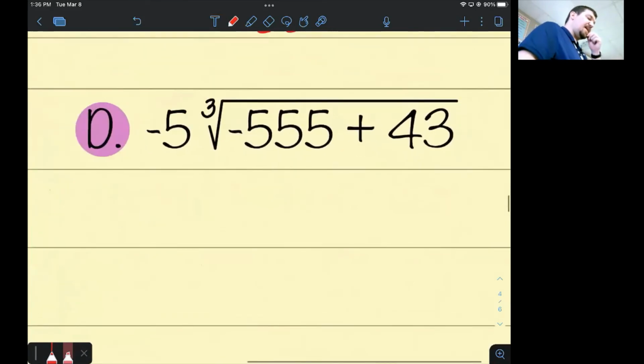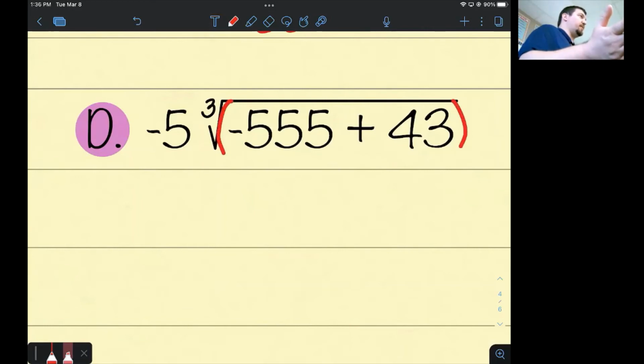Example D. Now, this is a really, really long root symbol. It doesn't have parentheses, but I want you to assume that they're there. I mean, what are you going to cube root if you're not sure what it is, right? So we have to actually do the addition here first before we cube root. So you're going to put your own set of parentheses there and make sure you do what's under the cube root symbol first so you know what you're cube rooting. What is negative 555 plus 43? Jacoby.